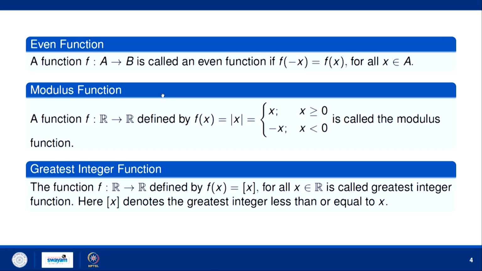Now, next is the greatest integer function. What is the greatest integer function? Say you take f from R to R and it is defined as f x equal to box x, sometimes called box x. So, what is box x? Box x is basically the greatest integer less than or equal to x.